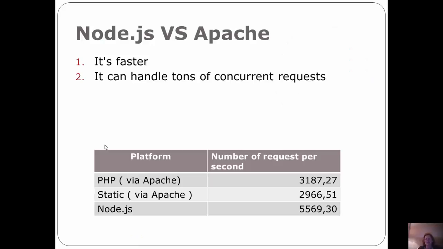So we talked about speed. This is just a little comparison between a few different things with regards to Apache. Apache itself is a web server, and it is made to handle just requests, so we're really looking at the number of requests per second. What you can see is that even compared to static requests from Apache, which are the quickest kind of requests, the number of requests that can be processed is 2,966 versus 5,569 for Node.js.